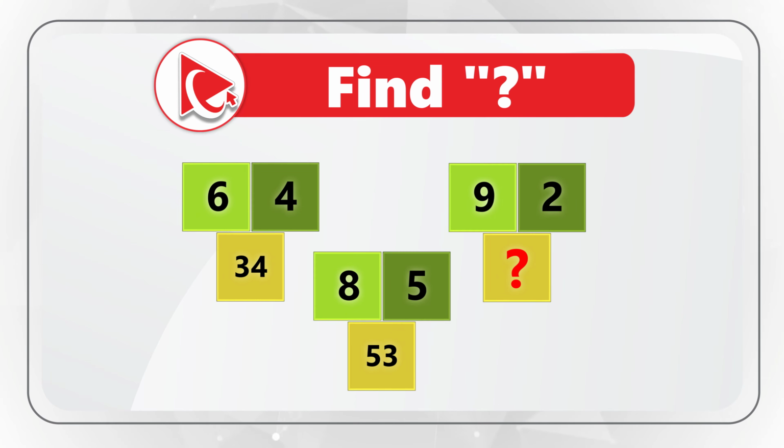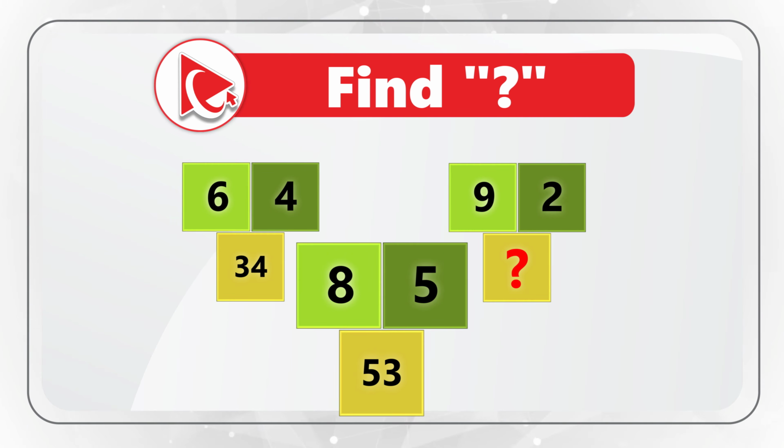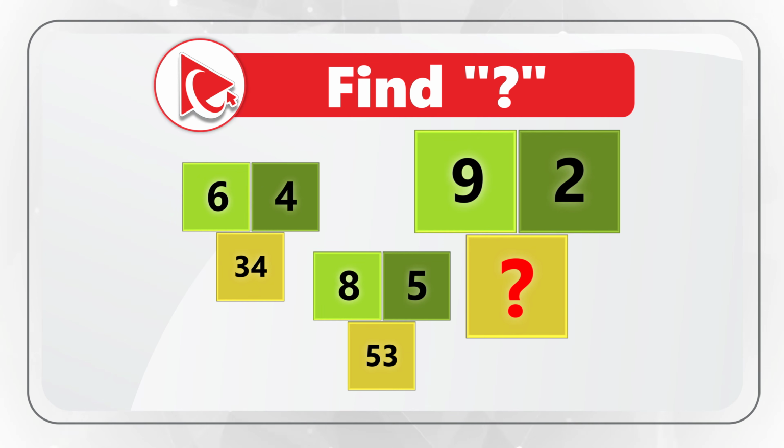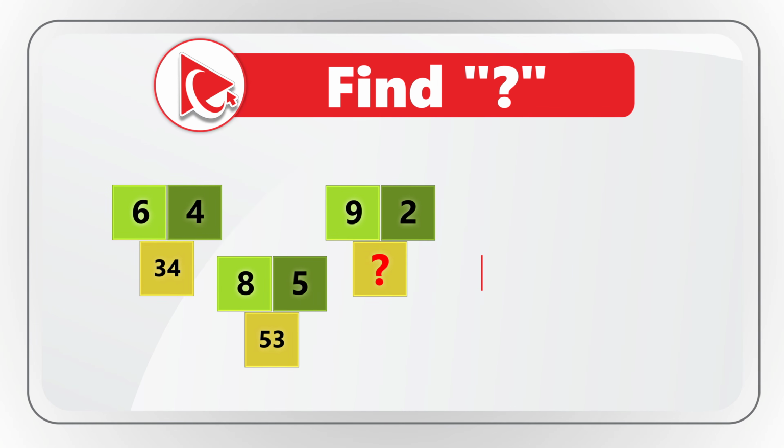You're presented with 3 sets of numbers. Each set has 3 numbers in the group, and 1 number is missing. The first set has numbers 6, 4, and 34. The second set has numbers 8, 5, and 53. And the last set has numbers 9, 2, and the final number in the third set is missing. You need to calculate the missing number and select it out of 4 possible choices.